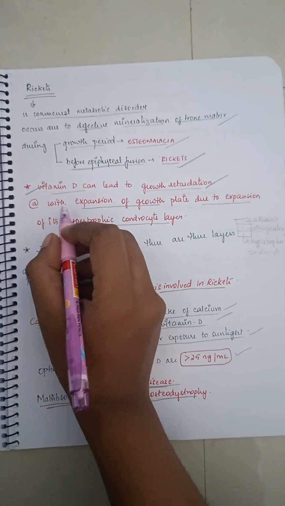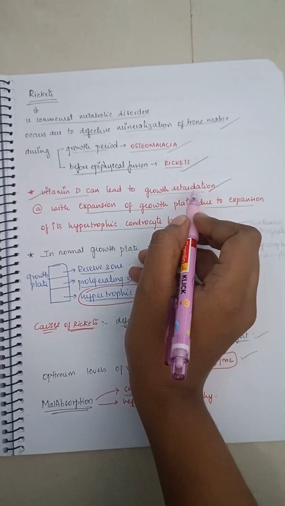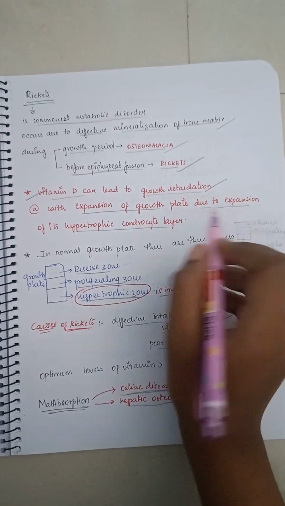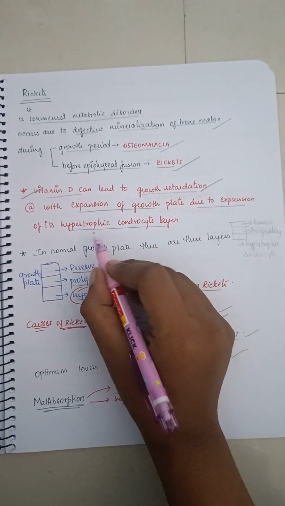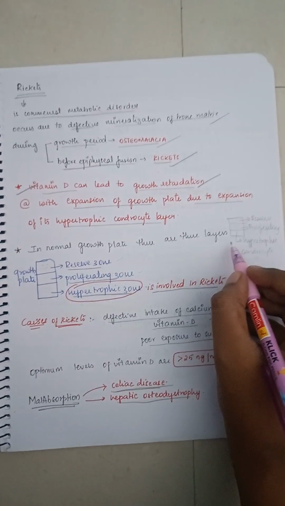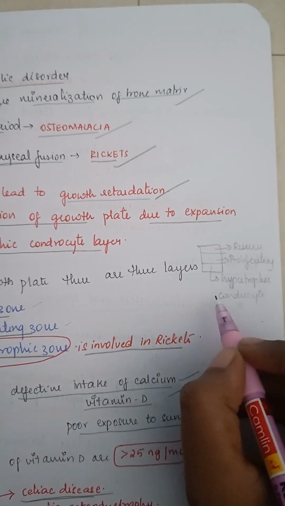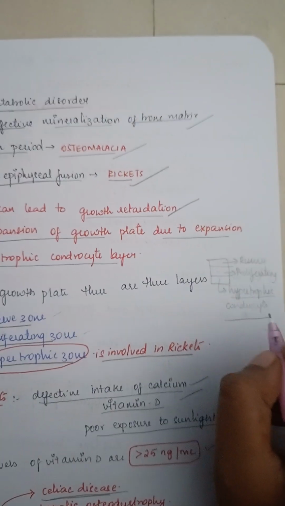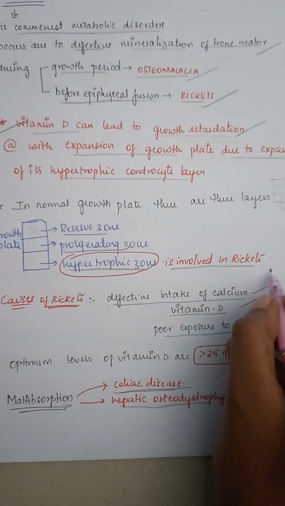So let's now learn about the role of vitamin D in rickets. Vitamin D deficiency can lead to growth retardation, and it is also associated with expansion of the growth plate due to expansion of the hypertrophic chondrocyte layer. I know you might not have understood this hypertrophic chondrocyte layer, so let us learn about that. A normal growth plate has three layers: the reserve layer, the proliferating layer, and the hypertrophic chondrocyte layer. In rickets, this hypertrophic chondrocyte layer is more commonly involved.